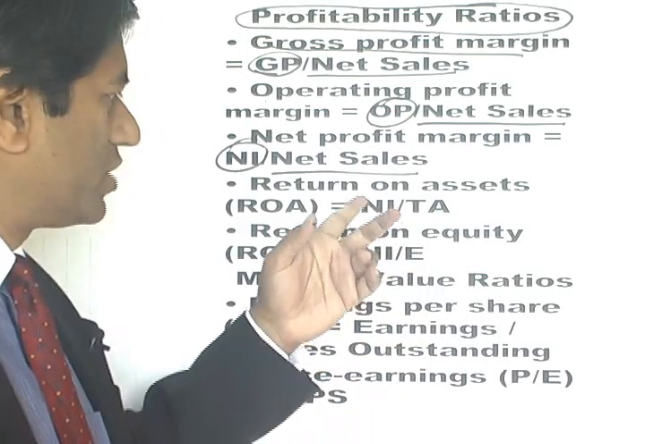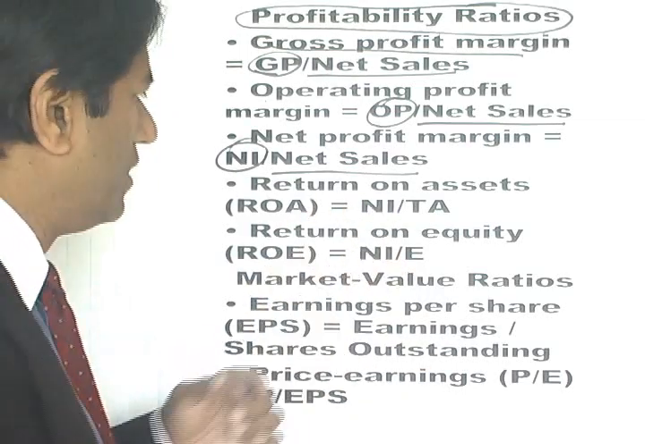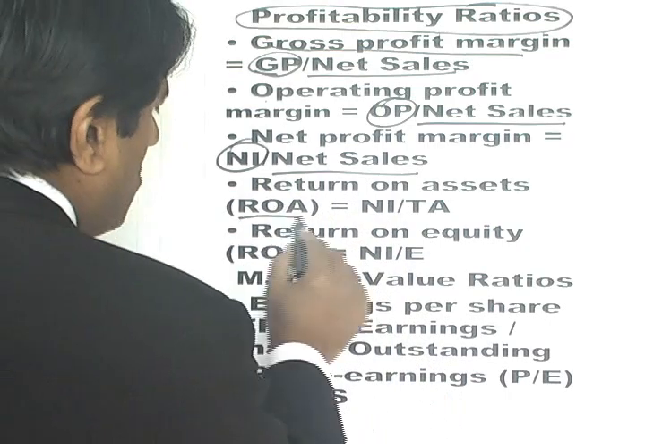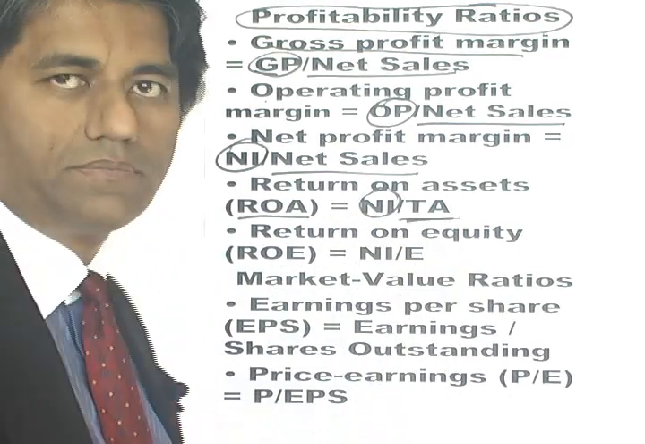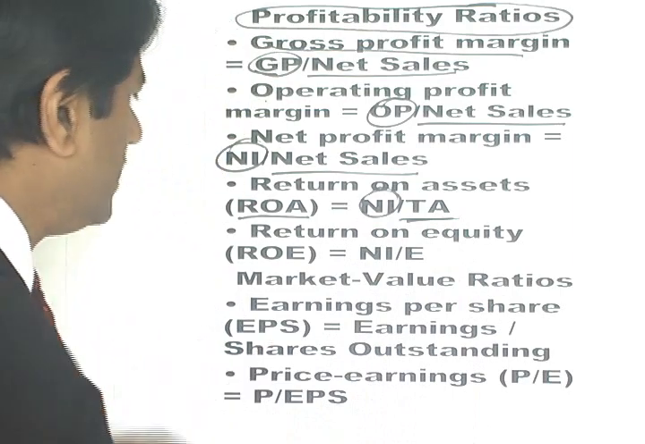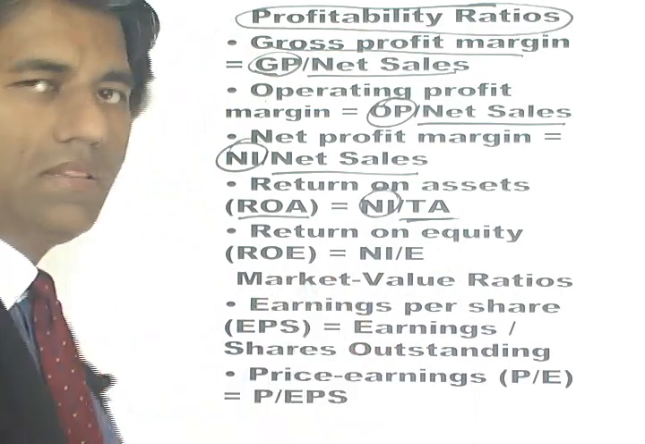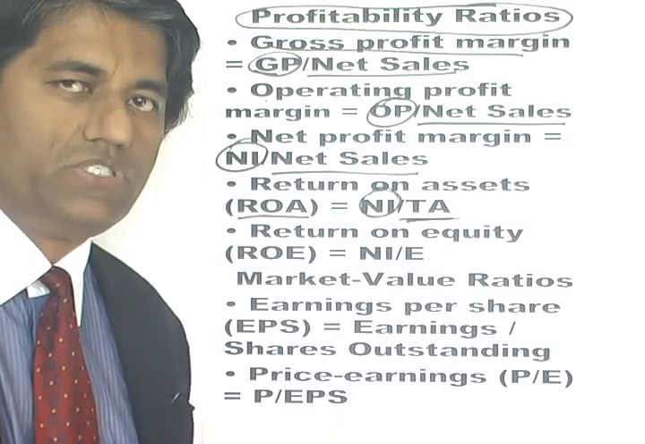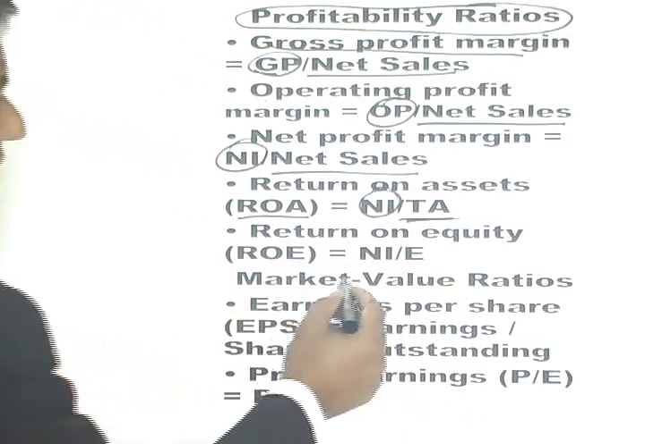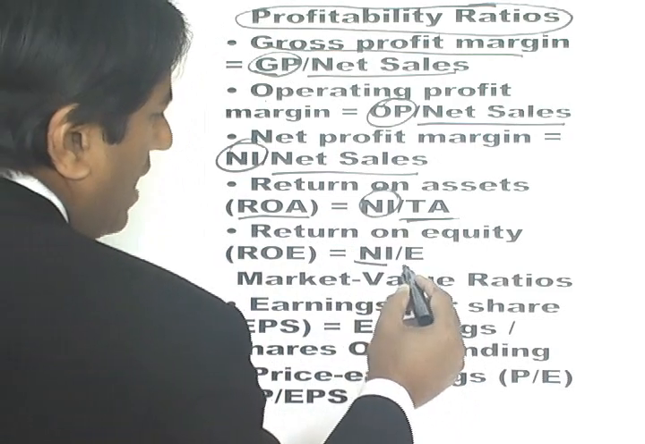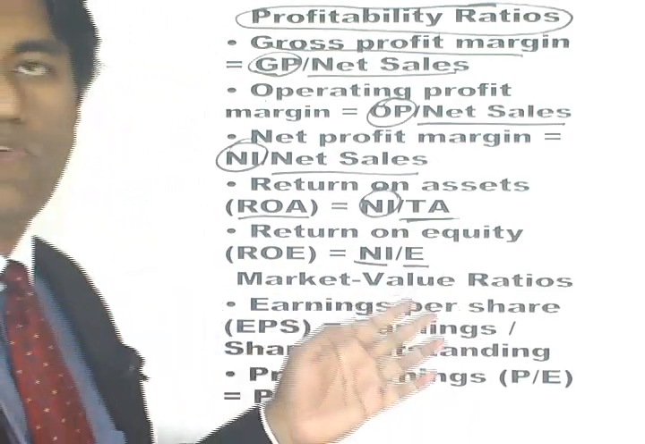Next, we come to some measures of returns, and return on assets, or ROA, is net income divided by total assets. Return on equity, ROE, which is a very widely used measure, is net income divided by the amount of equity, and this is the book value of equity.